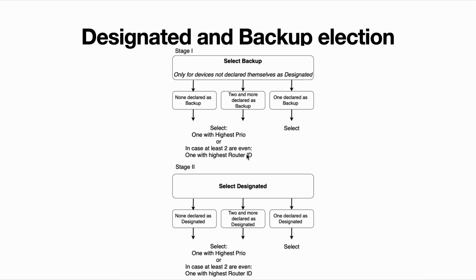That's simple. On the next stage, for all devices who are not backup, so the backup device is not participating in selection of designated. For all devices that are not backup, if one has declared itself as designated, agree, one is designated. If two or more declared as designated or none declared as designated, again, the one with the highest priority, or if several have the highest priority, the one with the highest router ID.